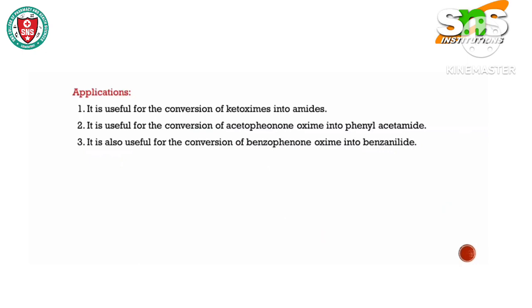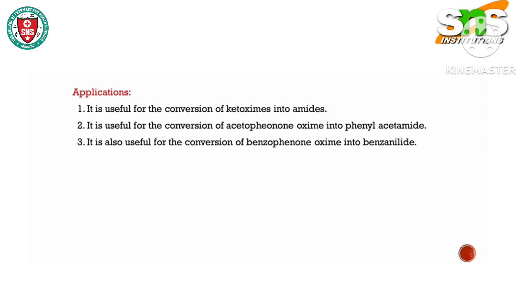The name itself will tell what that reaction is. Here this is a Beckmann rearrangement reaction. So here oxime will be converted into acid amide. So what are the applications of this Beckmann rearrangement? The main use of this Beckmann rearrangement is the conversion of ketoxime into amide.